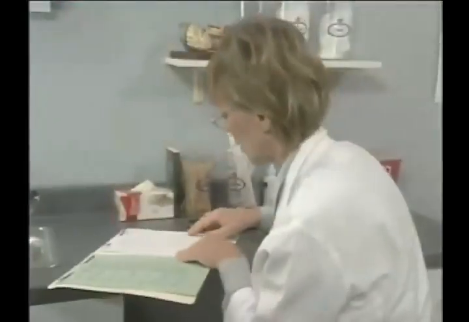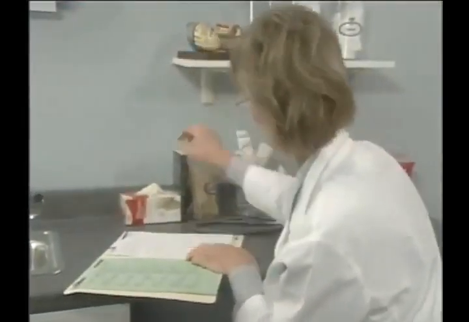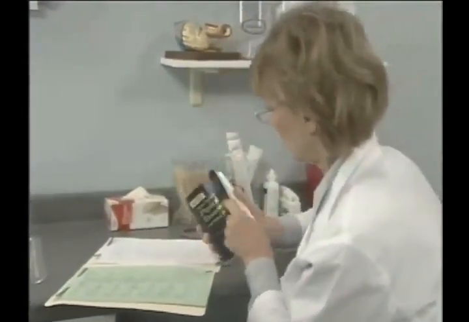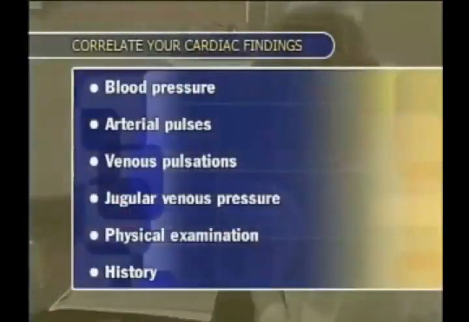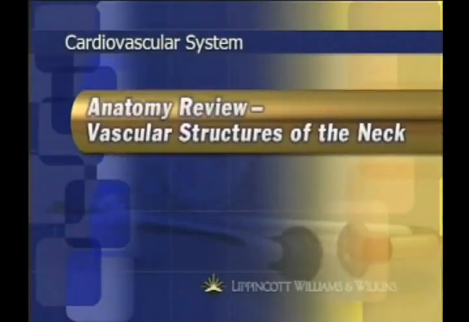A productive cardiovascular examination also requires that you think about the possible meanings of your individual observations, fit them together in a logical pattern, and correlate your cardiac findings with the patient's blood pressure, arterial pulses, venous pulsations, jugular venous pressure, the remainder of your physical examination, and the patient's history. With the patient's health history in mind, you are now ready for the examination.